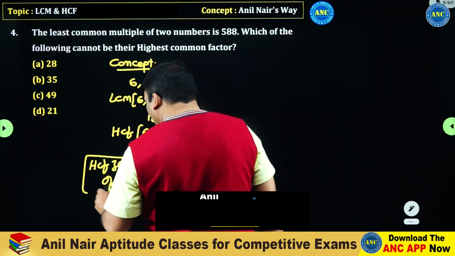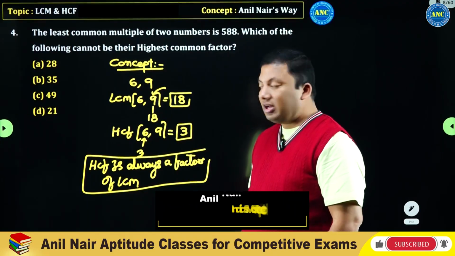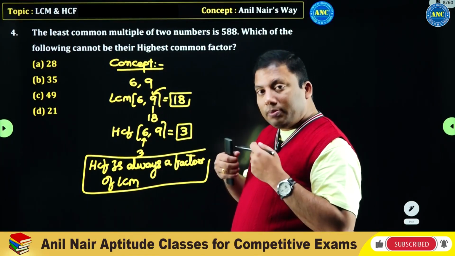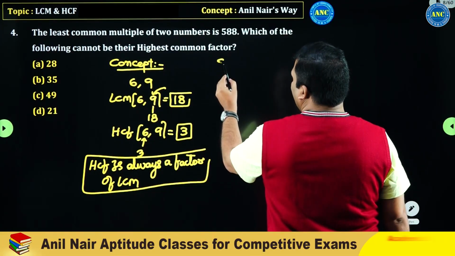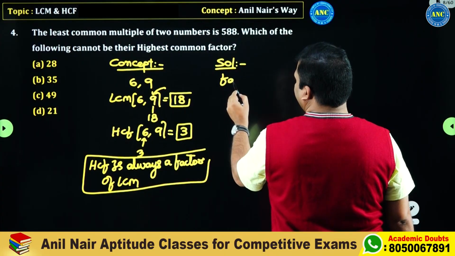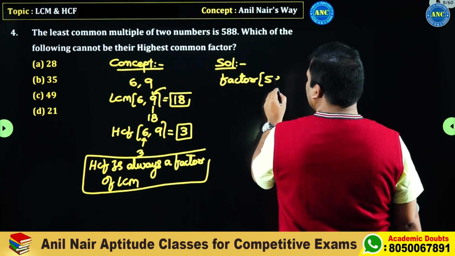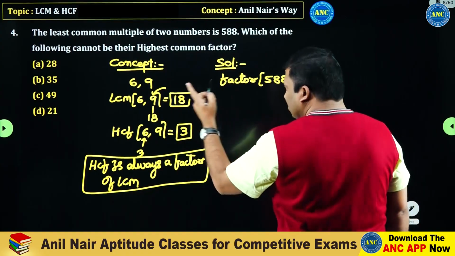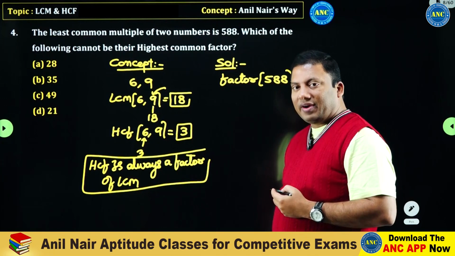HCF is always a factor of LCM. Is this concept clear? That means the answer should be a factor of 588. The answer option should divide this number.